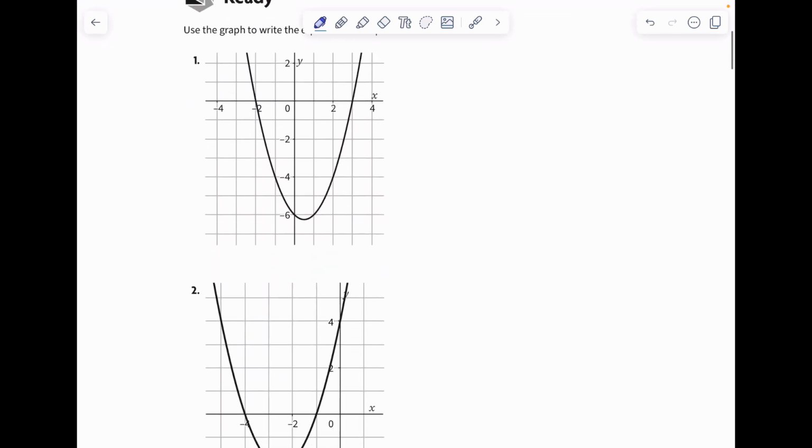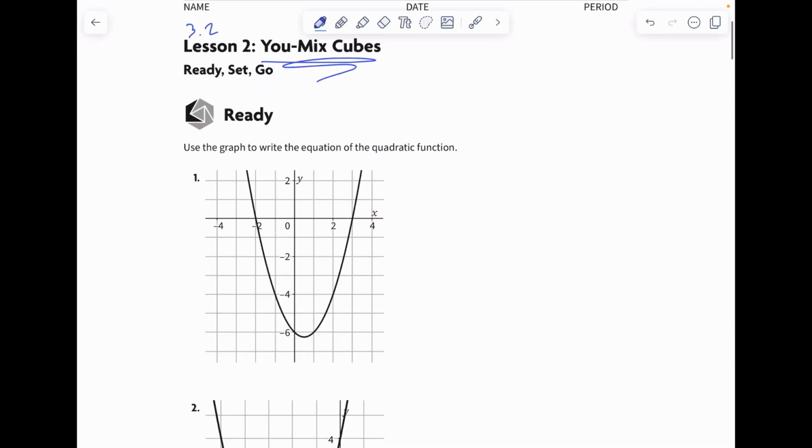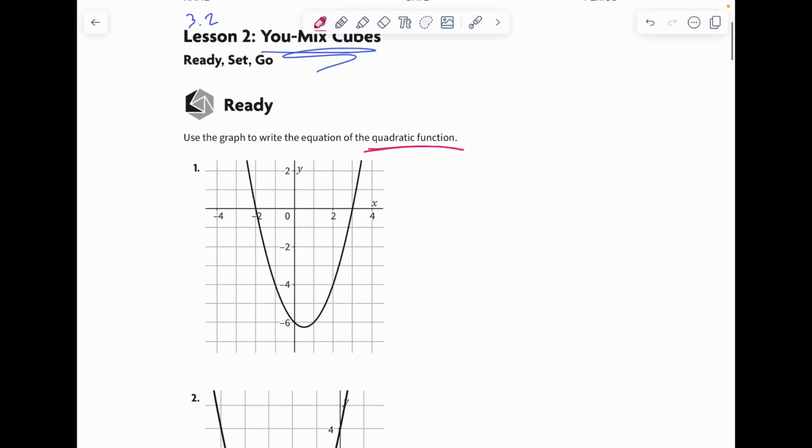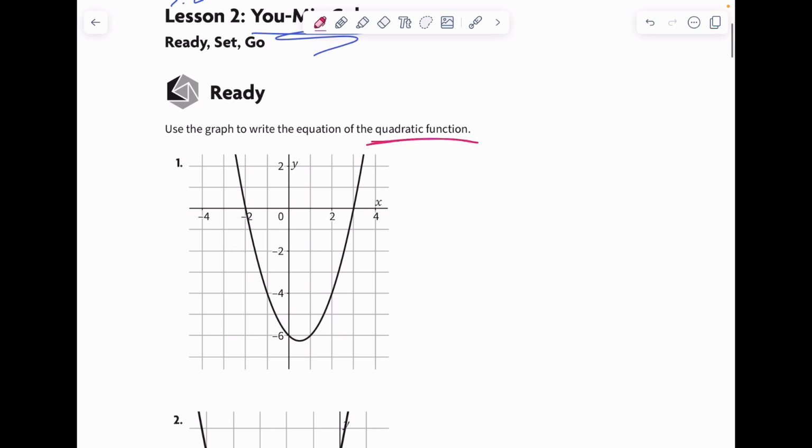Ready, set, go. Let's start off with number one. Use this graph to write an equation of the quadratic function. There are several ways to write a quadratic equation from a graph. Sometimes you'll talk about vertex form.